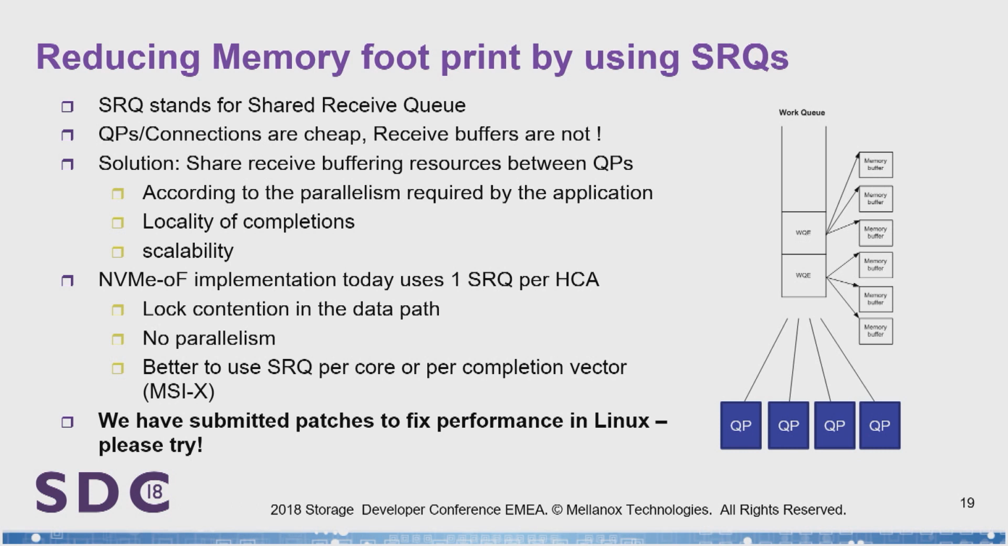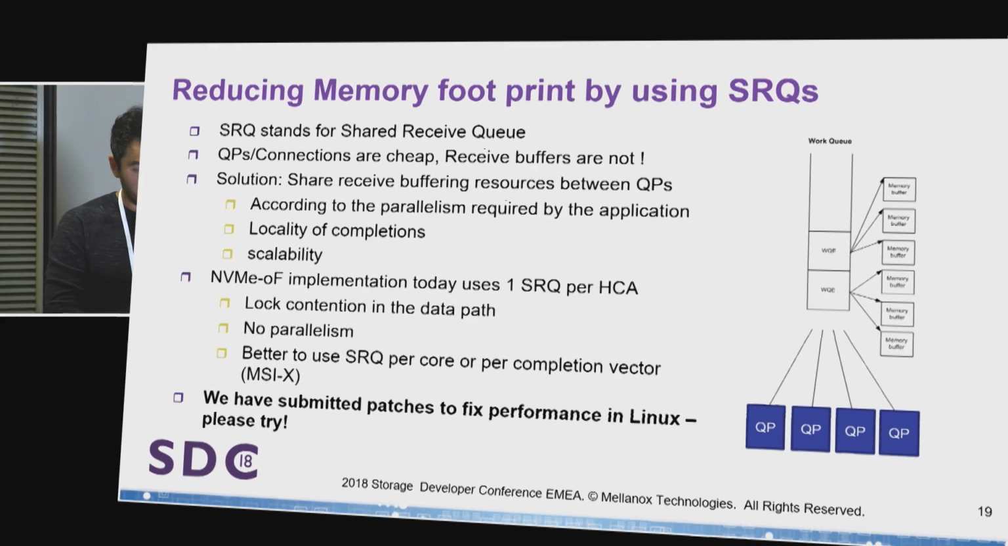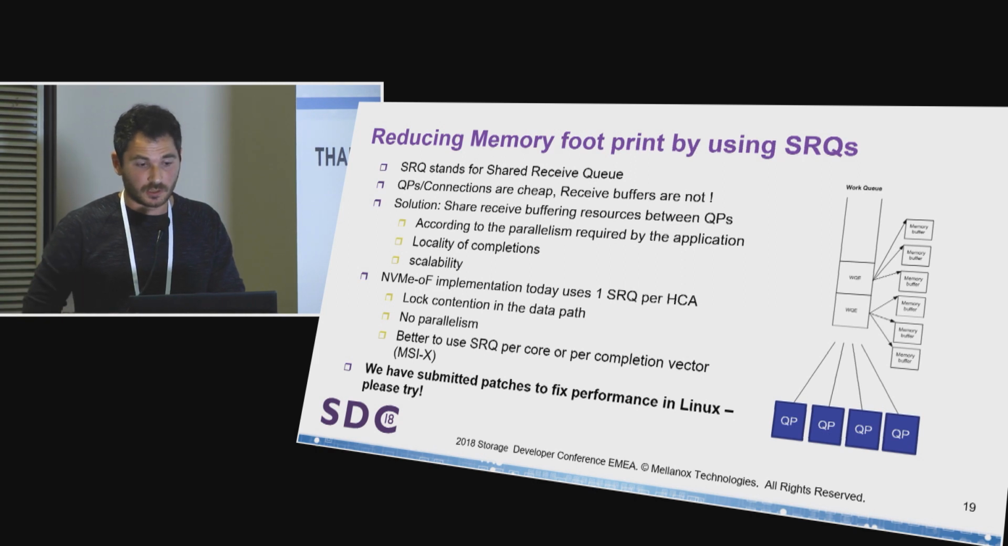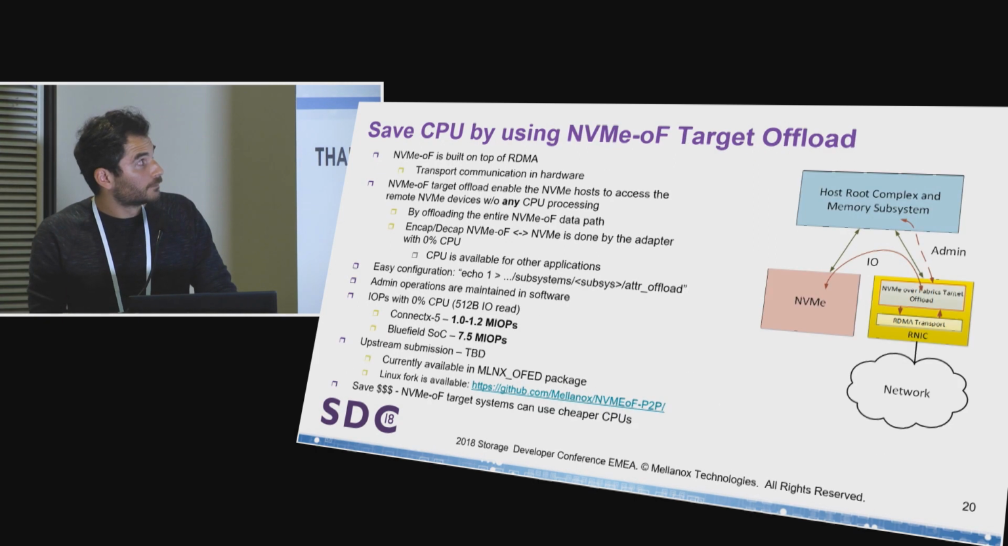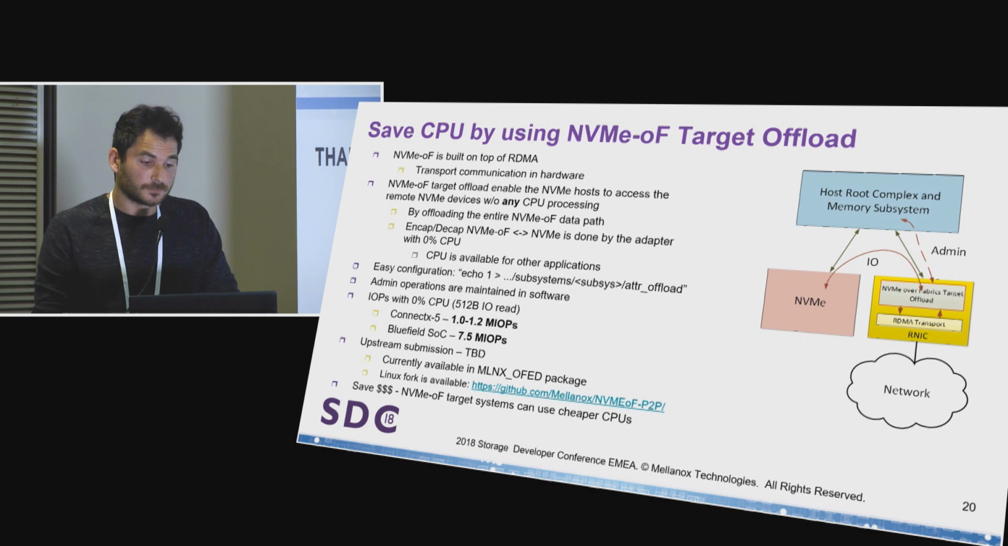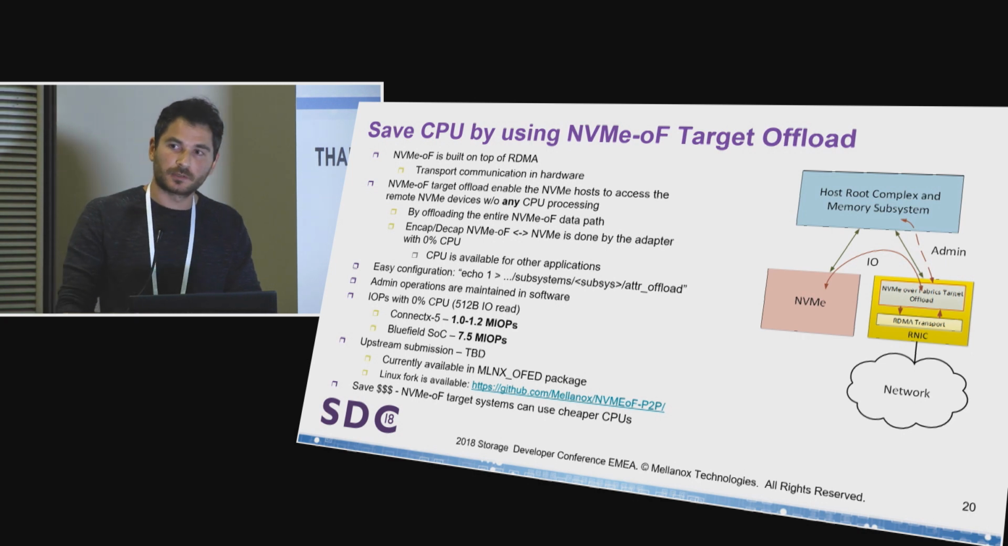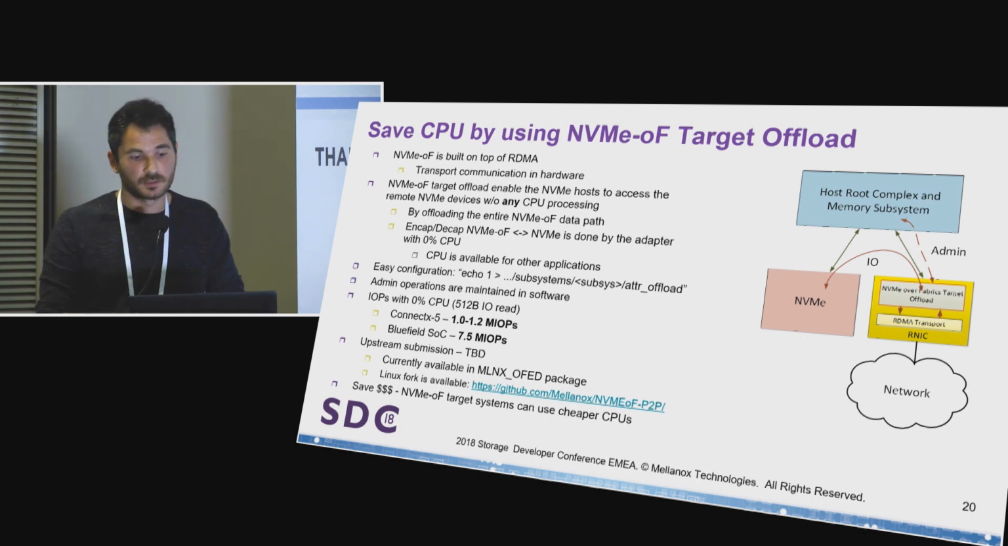We create a shared receive queue per core and/or per completion vector, and this gives us full parallelism and full sharing of resources. So this is a way that we can reduce the memory footprint, saving CPU. The solution that we have for NVMe over Fabrics is using NVMe over Fabrics target offload for saving CPU cycles.